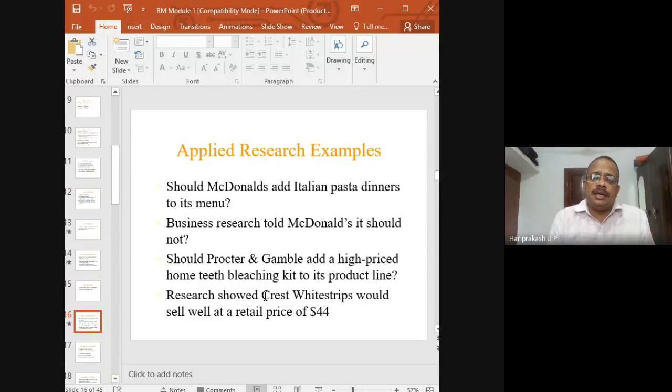So here again, the main thing you have to understand is that the example of applied research is like this, where the information is used to take certain decisions. So wherever action research or applied research, both are the same. You are taking some action based on the research outcome. So that is called applied research. So here what is the action? They are going to fix a price, $44.